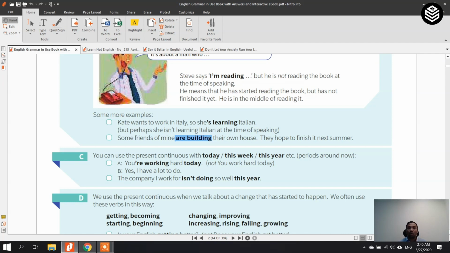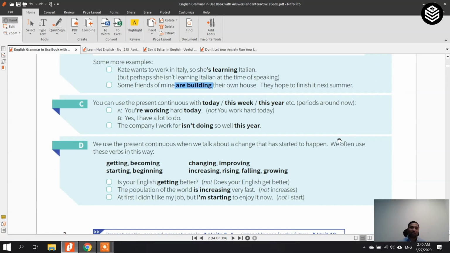They hope to finish it next summer. So here they may be some friends, they are not building at that time, but we are using the present continuous form because they already started. They didn't finish yet, they hope to finish it next summer.